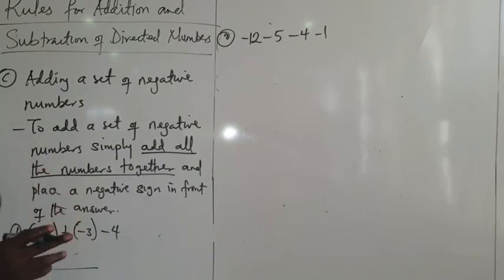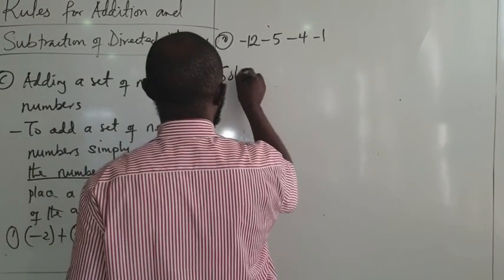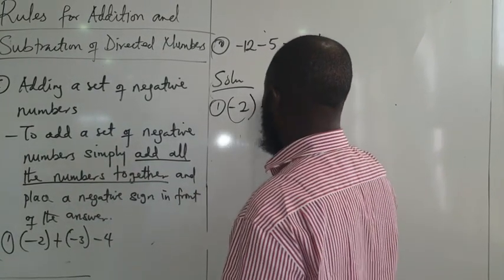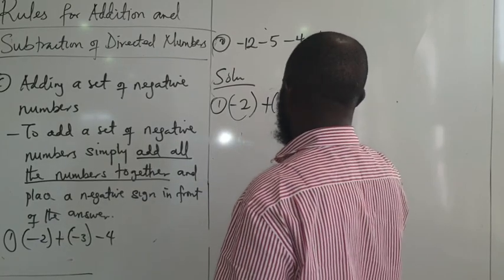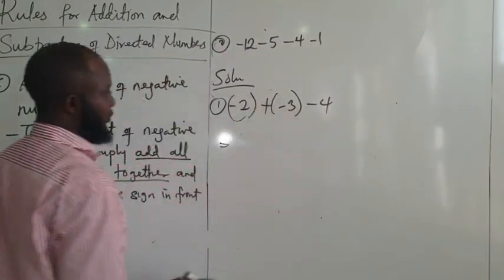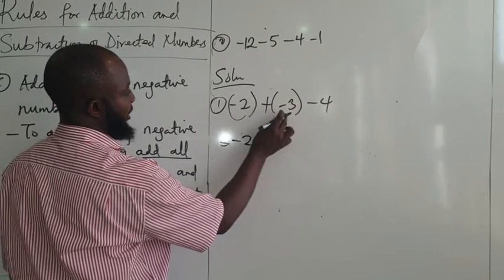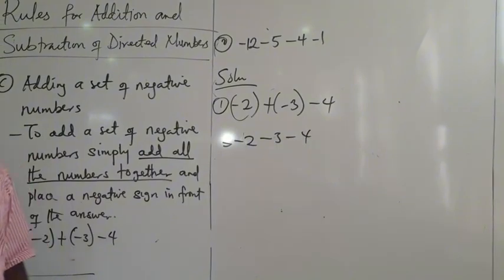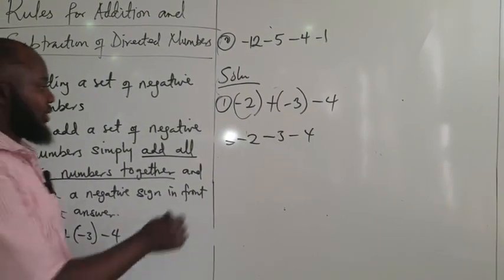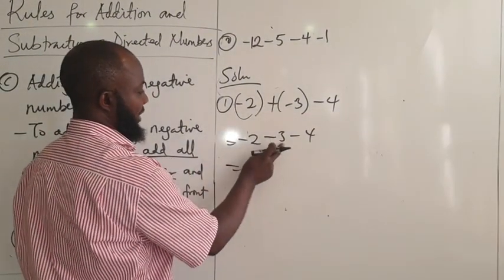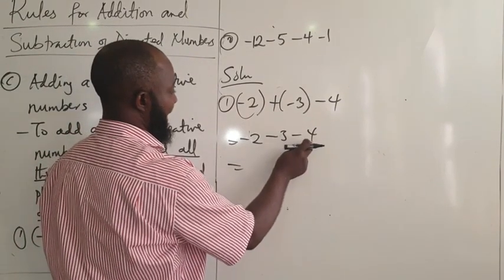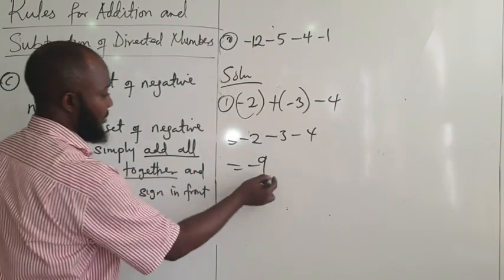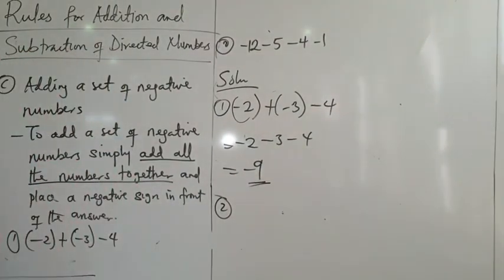Simple. Now let's look at this example. These two examples we have here. The first one is minus 2 into bracket plus minus 3, then minus 4. So let's first of all remove the bracket. This is going to be minus 2 plus times minus is what? Minus 3 minus 4. You can see all the numbers here, they are a set of negative numbers. So what we're going to do is we just add them together. 2 plus 3, 5 plus 4. That gives what? 9. Then place a negative in front of your answer. That means the answer is what? Minus what? 9. I hope this is very clear.